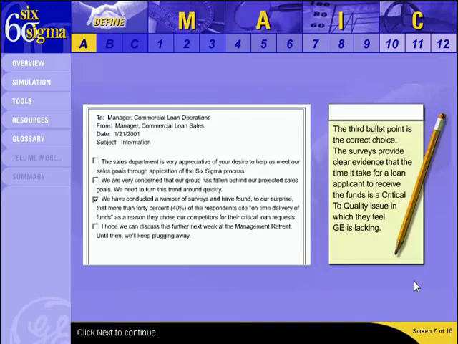Correct. You chose the correct answer. Clearly, the third bullet is evidence of a potential project opportunity. It should be clear from this that on-time delivery of funds is an area in which GE is found to be lacking.